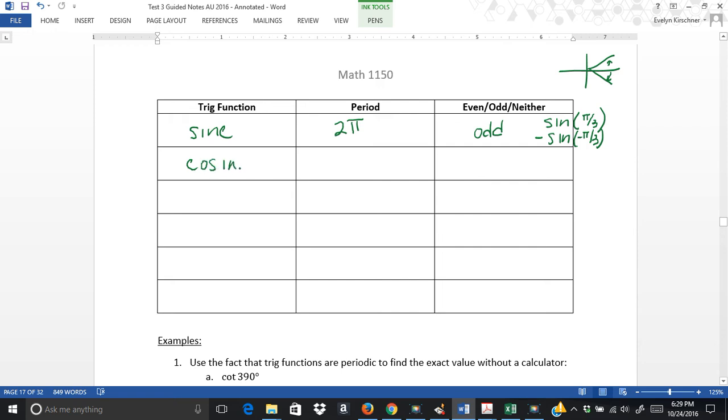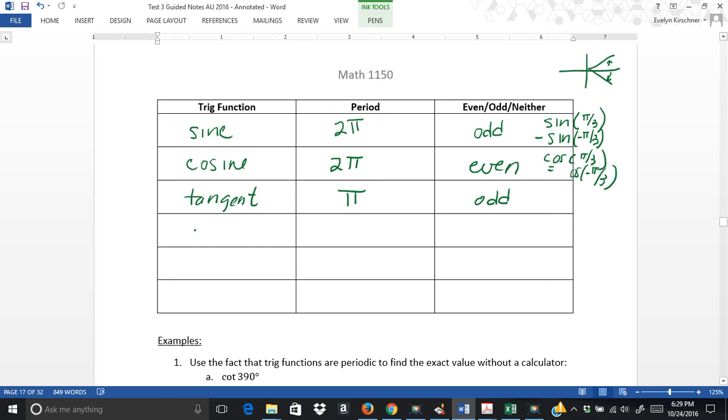Cosine, on the other hand, also has a period of 2 pi, but it is even, because cosine of pi over 3 equals cosine of negative pi over 3, because it is positive in both these quadrants. Tangent has a period of pi, and it also is odd, because tangent in this quadrant is the negative of the tangent in that quadrant.